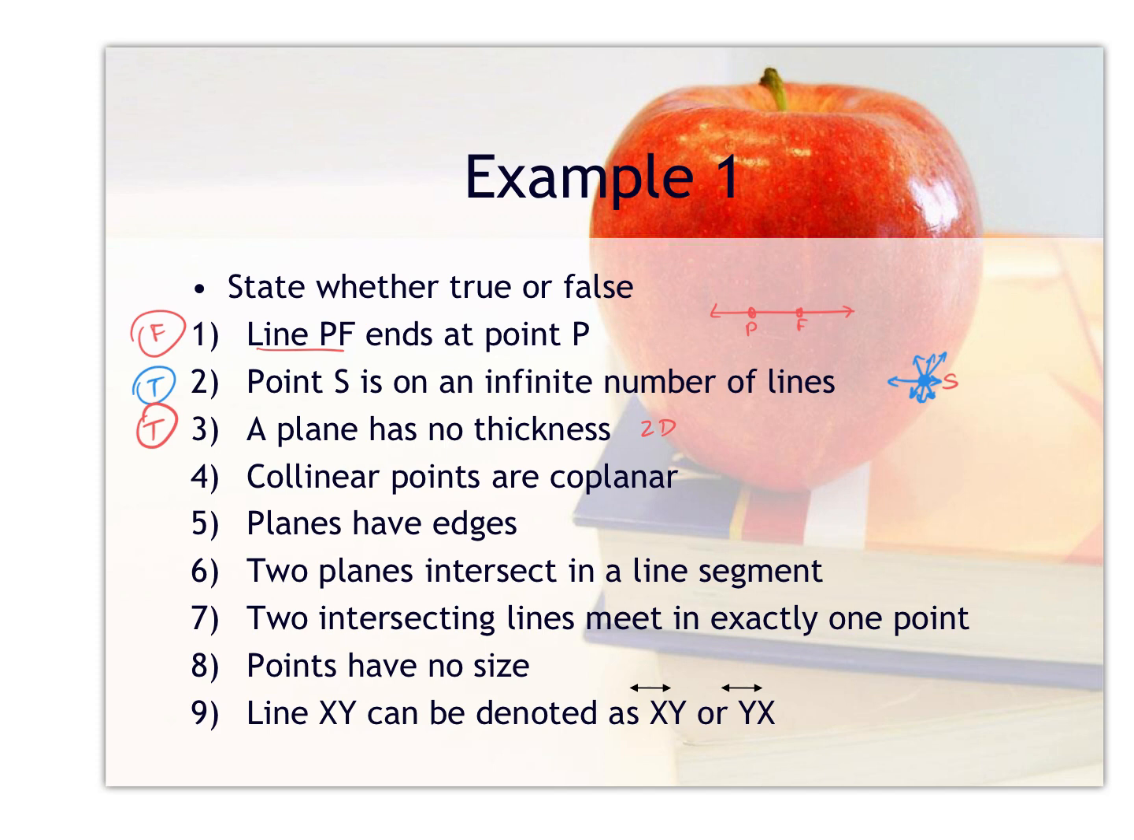Collinear points are coplanar. So if I happen to have 3 points that lie on a line, are these 3 points on the same plane? And the answer is yes. Any points that lie on the same line are going to fall on a same plane. So this is true.